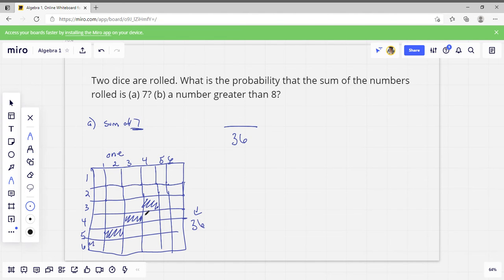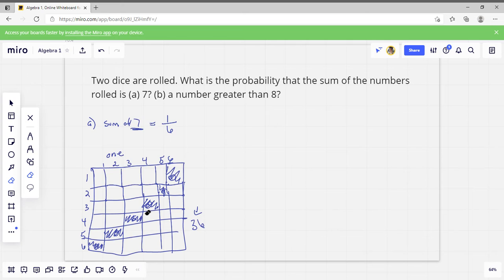6 and 1 would make 7. 5 and 2 is 7. 6 and 1 is 7. And none of those others. So 1, 2, 3, 4, 5, 6 out of 36 rolls could equal 7, and that will reduce to 1 in 6. So for A, a sum of 7, we would have a 1 in 6 chance.